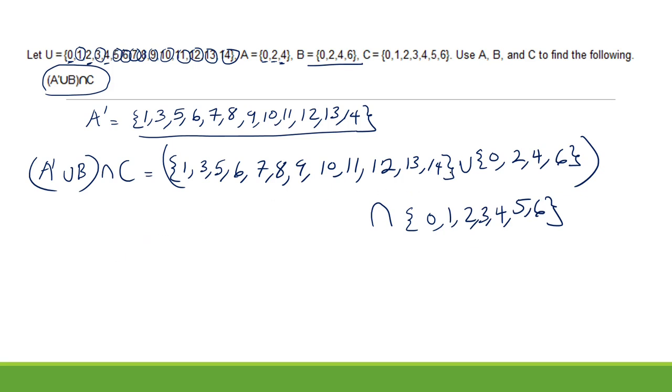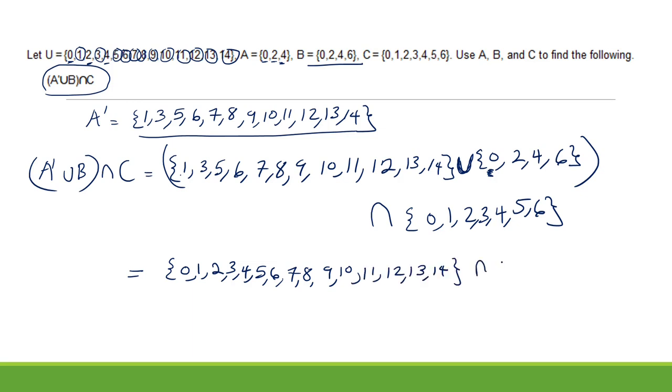Now the union is what is in one or the other or both. So I'm going to list all of the elements in both of the sets. We have 0, so we'll write 0, 1, 2, 3, 4, 5. So essentially we have all of the whole numbers from 0 all the way to 14. We're going to intersect that with 0, 1, 2, 3, 4, 5, 6.